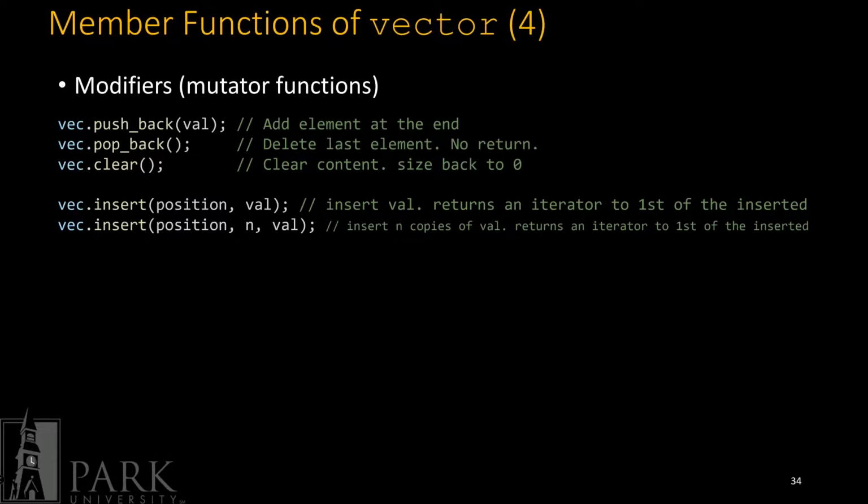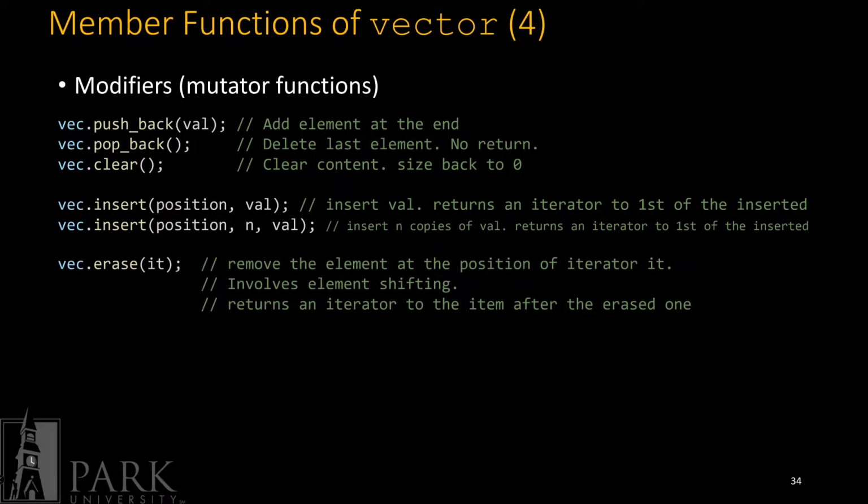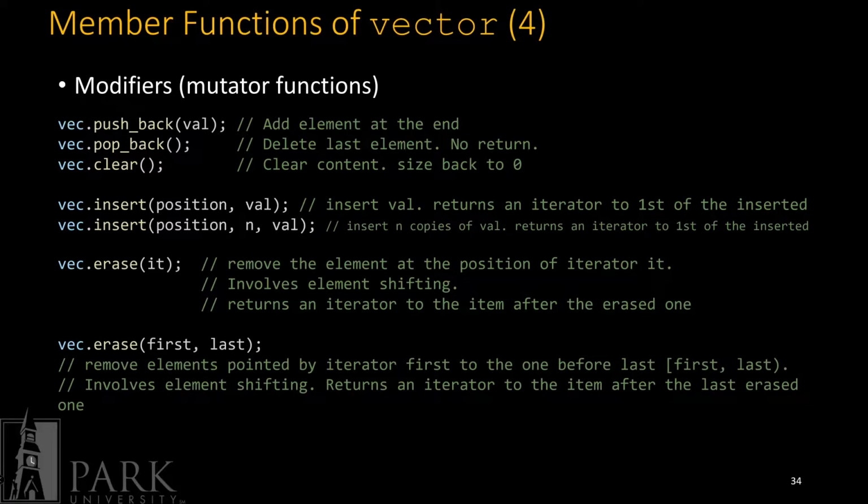In addition to the insert function, there are functions to delete items from the middle of a vector. This one parameter erase will delete the item pointed by the iterator by shifting elements one position to the lower index end, i.e. towards the beginning or towards the 0th index. It returns an iterator pointing to the item after the erased one. This 2-parameter erase will erase all items in the range defined by the 2 iterator parameters.